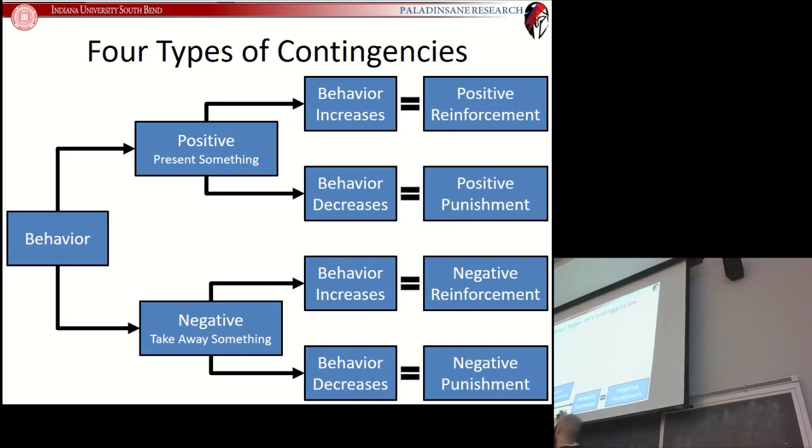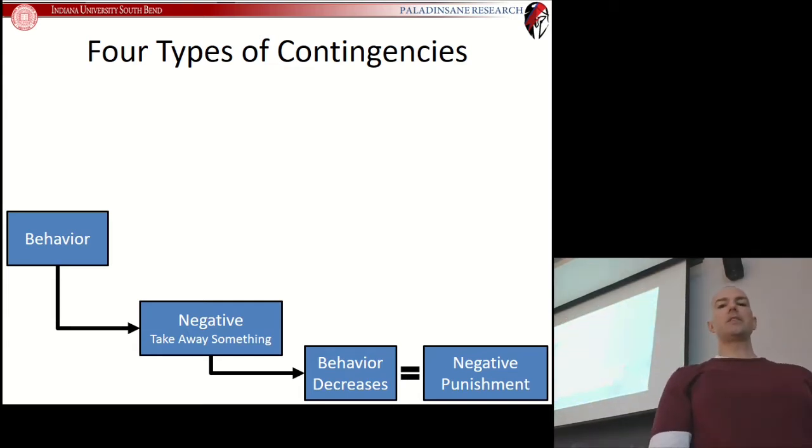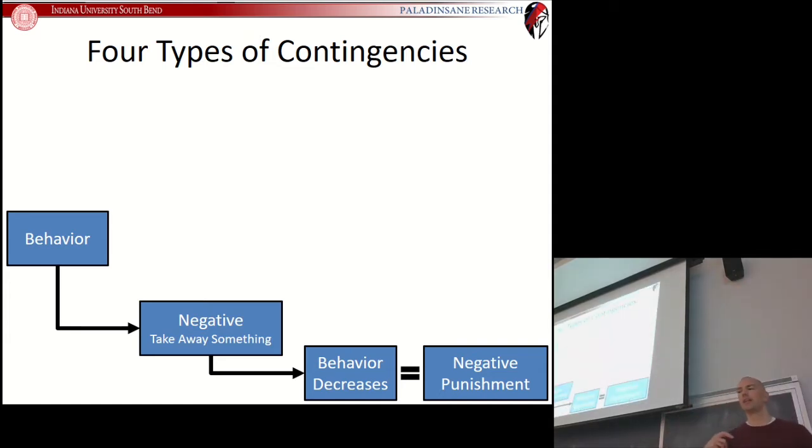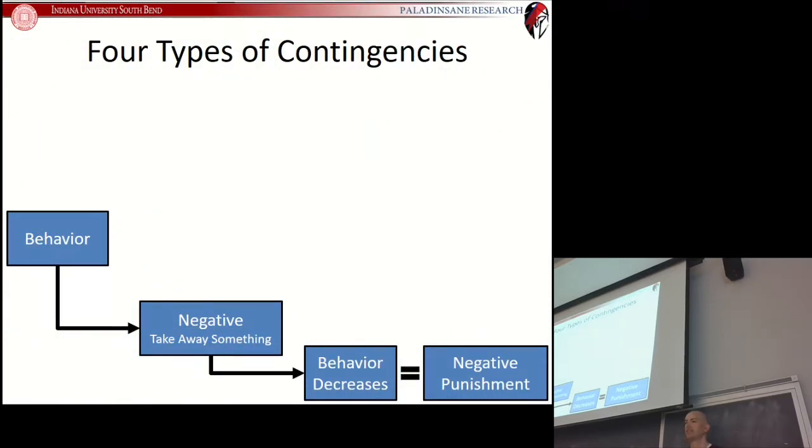Negative punishment. Very nice. That was negative punishment because the behavior was self-abuse. If Harry self-abused, something was taken away, his restraints, and that led to the behavior decreasing. So the five minutes of timeout from restraints was an example of negative punishment. That was one of the contingencies that Dr. Fox was using in his treatment program.